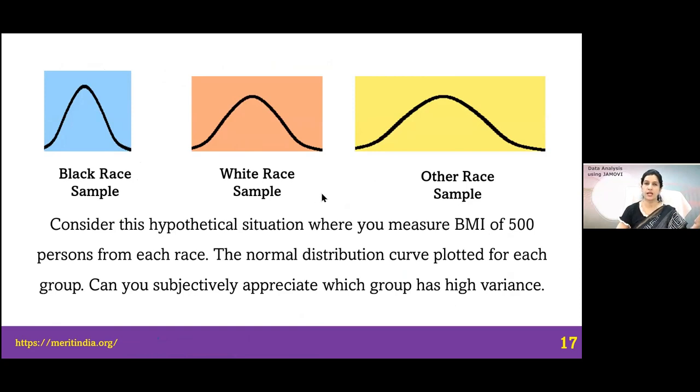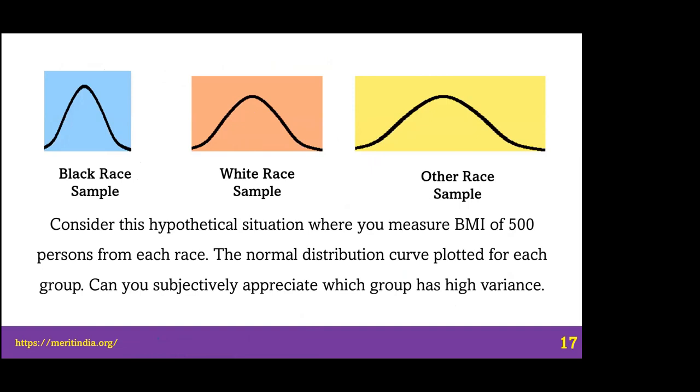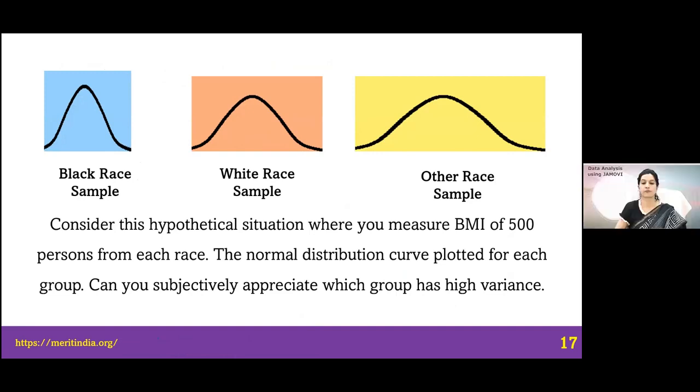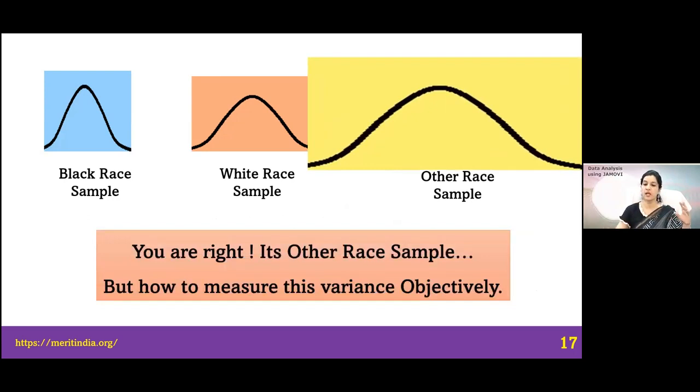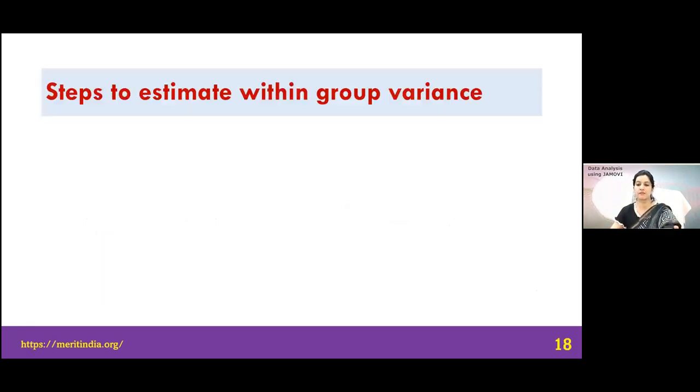So consider a hypothetical situation. You have measured the BMI of 500 people from each race. Can you subjectively say which of these 3 groups has got higher variance? The other race sample, because the horizontal spread is more. So that's why we can say that the variance of the other race is more. But it is a subjective way of judging by seeing the spread. There is an objective way to measure this variance.